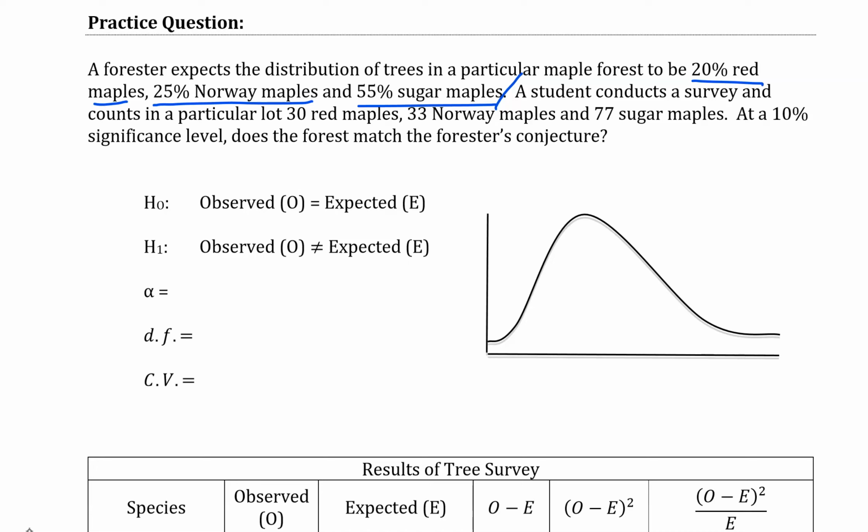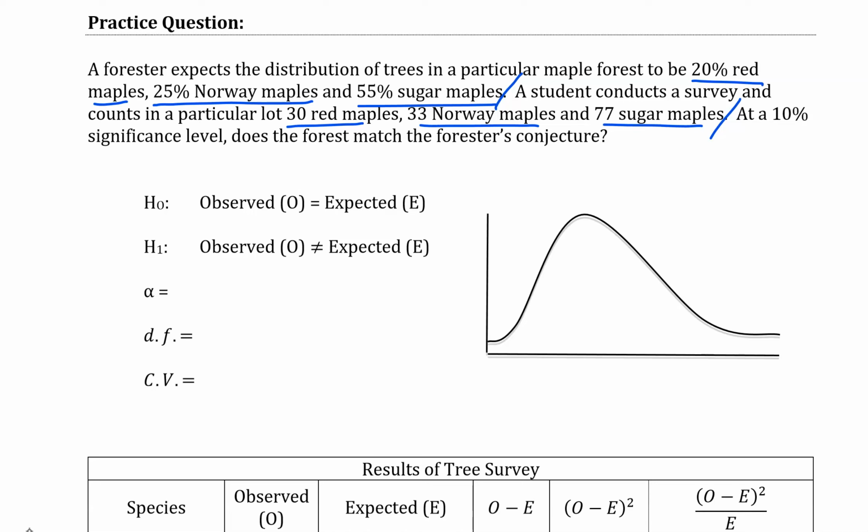And then the next part of that question is, a student conducts a survey and counts in a particular lot 30 red maples, 33 Norway maples, and 77 sugar maples. So that's what we basically observe. And our question really is, at a 10% significance level, does the forest match the forester's conjecture? So basically, is what we observed the same as what we expected to see, or is what we observed different than what we expected to see?